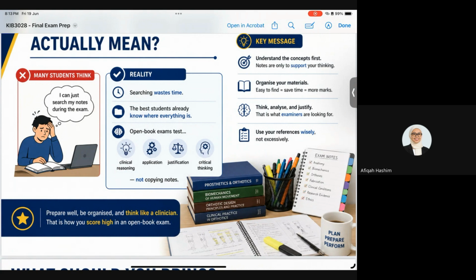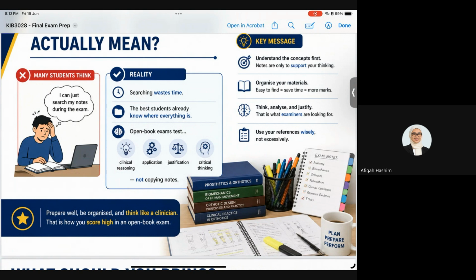If you spend 5-10 minutes searching through your notes every time you get stuck, you will quickly run out of time. So here the purpose is not to test how well you can search information, it's how you can link all the information. Another thing you need to remember is that you need clinical reasoning. For example, if I ask you to design an orthosis, I'm not looking for a textbook definition like I mentioned just now.